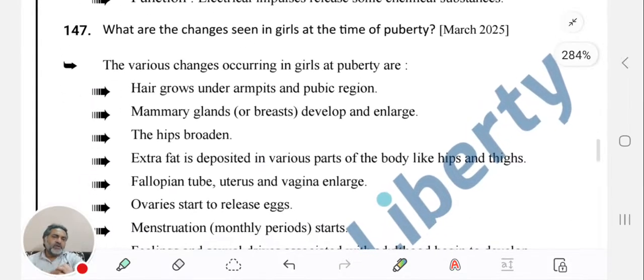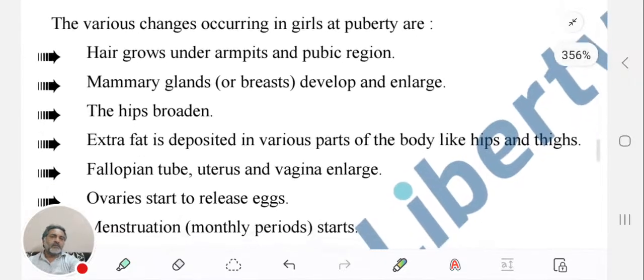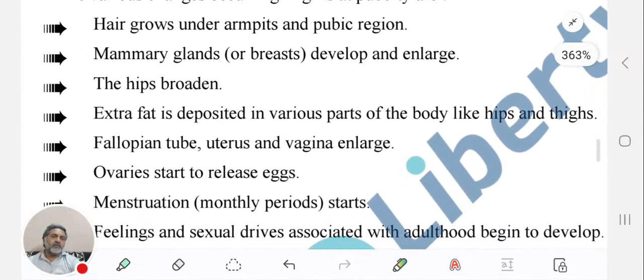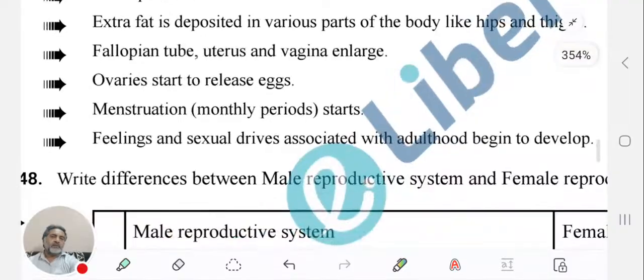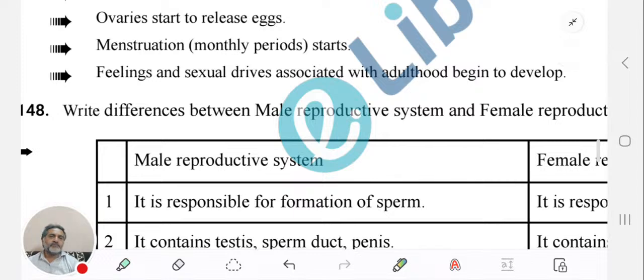Question number 147. What are the changes in girls at the time of puberty? The various changes occurring in girls at the time of puberty are: hair grows under the armpits and pubic region, mammary glands develop and enlarge, the hips broaden, extra fat is deposited in various parts of the body like hips and thighs, the fallopian tube, uterus and vagina enlarge, ovaries start to release eggs, menstruation starts, and feelings and sexual drives associated with adulthood begin to develop.